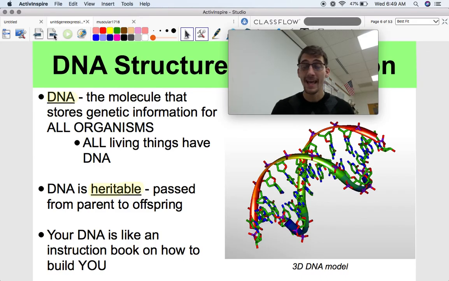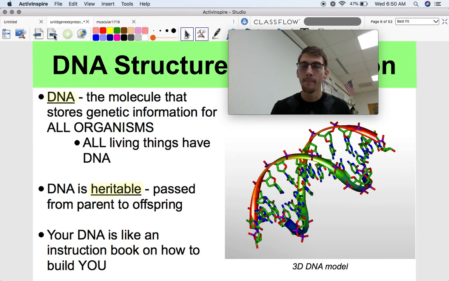It's called DNA. In our previous unit, Unit 1, we talked about carbohydrates, proteins, lipids, and nucleic acids, right? And DNA is the most important nucleic acid. This is the molecule, not those other three, that gets passed down from one generation to the next. Its job is to store the genetic information for all organisms. That's right, every single living thing.